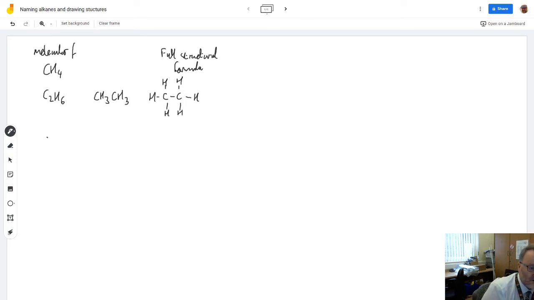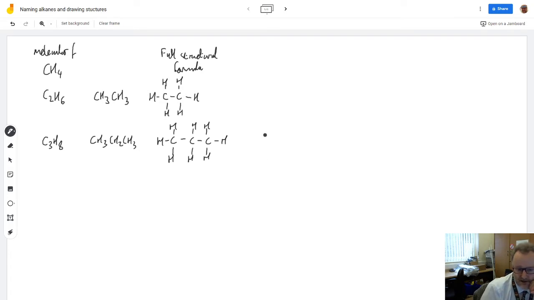So we go to C3, so we double it and add 2, remember? C3H8, then we'd have CH3, CH2, CH3. So the one in the middle you see has only got 2 hydrogens now because it's bonded to 2 carbons, and this is the last one I'm going to draw as a full structural formula, because otherwise this video would be extraordinarily long.